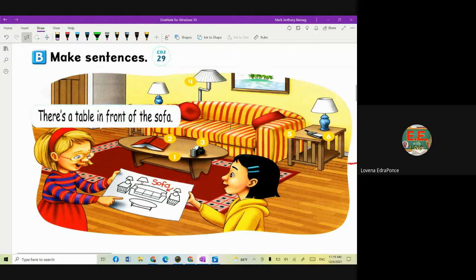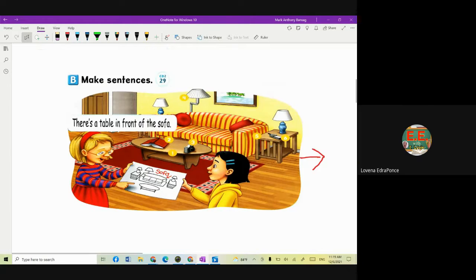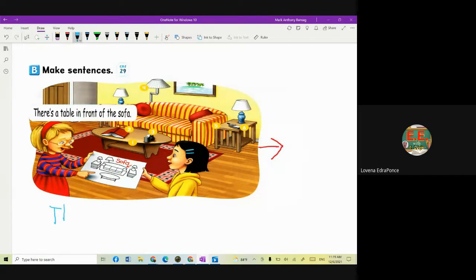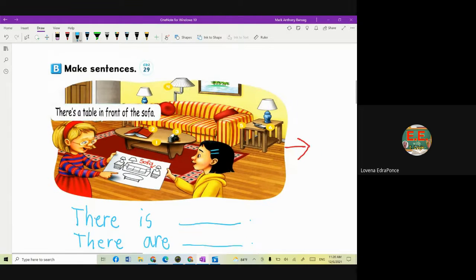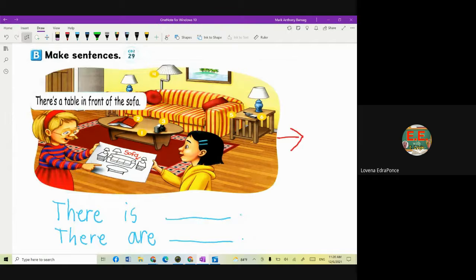So remember, if there is only one, we use there is. And more than one, we use there are. Okay, there is, there are. So number one, there's a table in front of the sofa. Number 2, there's a book on the table. Okay, number two, there's a book on the table.